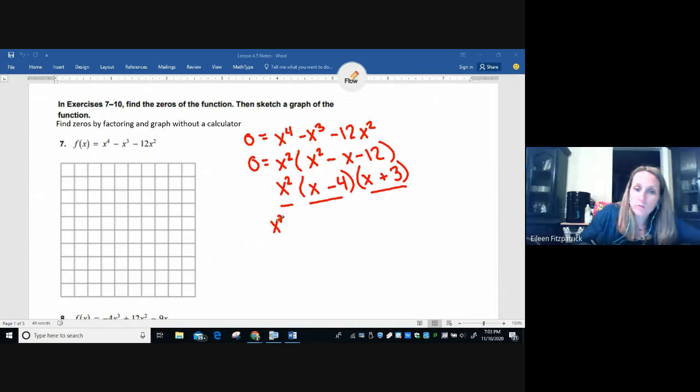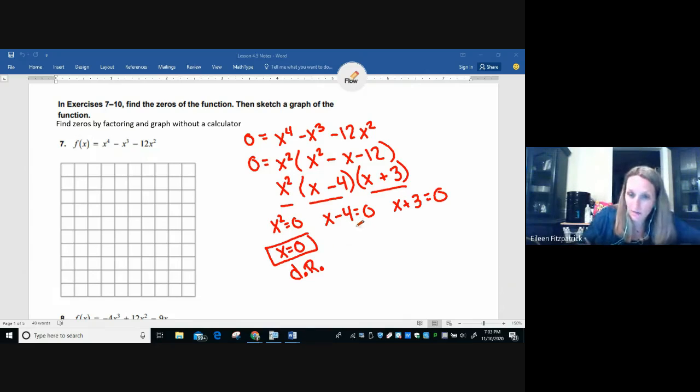So I have x squared equals 0, x minus 4 equals 0, and x plus 3 equals 0. Solve for x, and you're going to be left with x equals 0. But remember, this is a double root, right? Because typically I would do plus minus the square root of whatever number, but 0 is not positive nor negative, but it does represent two solutions.